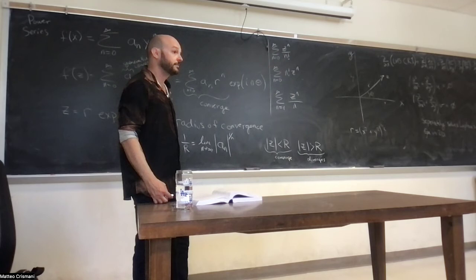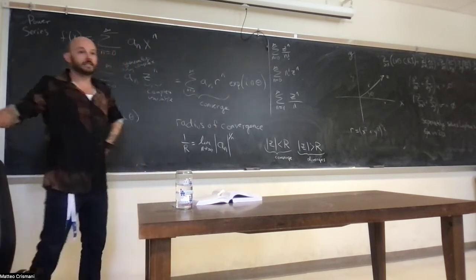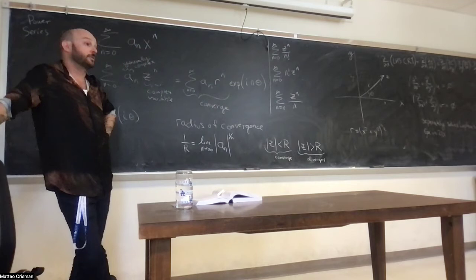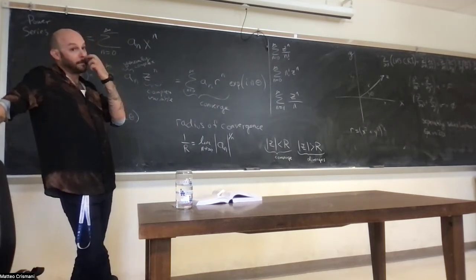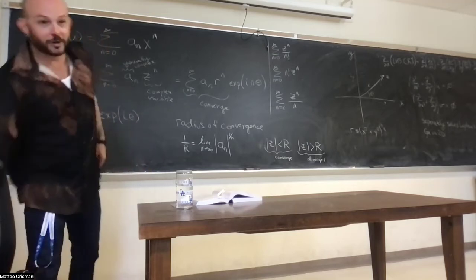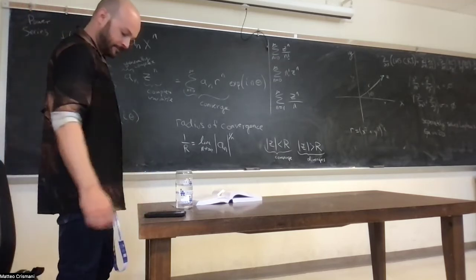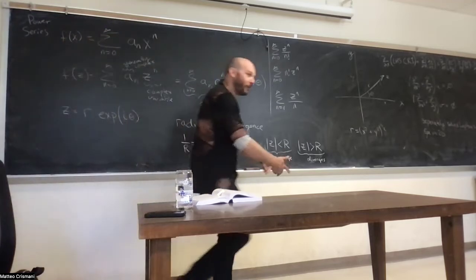Pick one, agree upon it, and tell me what the radius of convergence is in the real plane. Reed, jump in first. Early bird gets the worm. Okay, I'll get the second one. I'll take the third. Let's go, boys and girls.